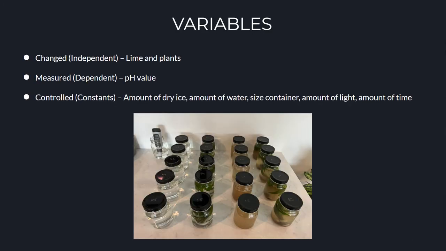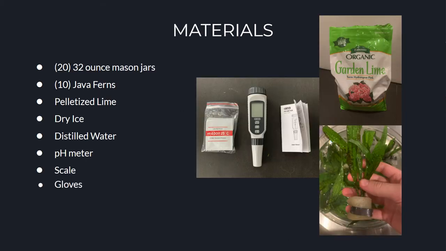The presence of lime and plants were used as the independent variables. This was the control, these were plant only, these were lime only, and these had both lime and plants. Espoma garden lime was used for pelletized lime. Java ferns were the plant in the experiment, and the pH was measured with a Dr. Meter pH meter, which accounted for changes in temperature.